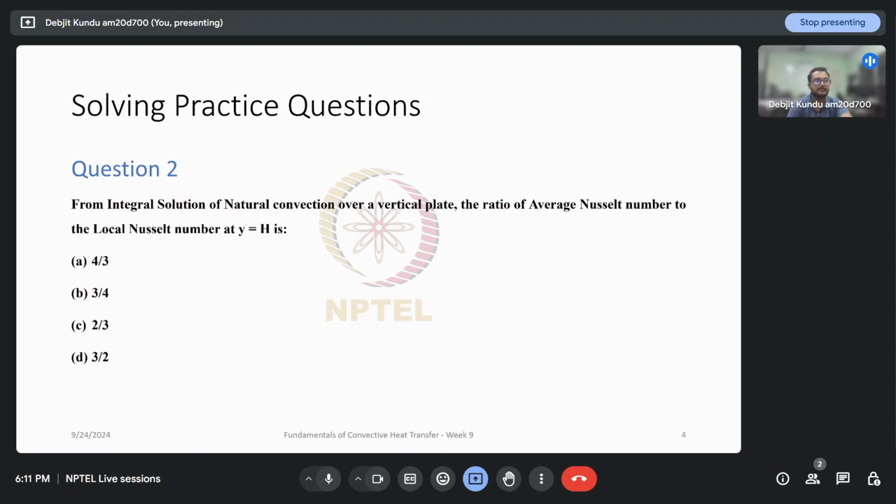Now let's take a look at question number 2, which is asking us that from the integral solution of natural convection over a vertical plate, what is the ratio of the average Nusselt number? This is how we denote the average Nusselt number, to the local Nusselt number at y equal to h. So what is the ratio between them? The average over the local Nusselt number. Is it option A 4 by 3? Is it option B 3 by 4? Is it option C 2 by 3? Or is it option D 3 by 2?